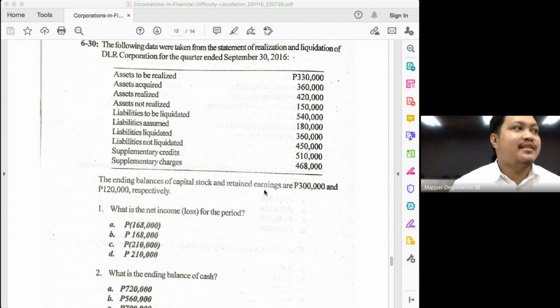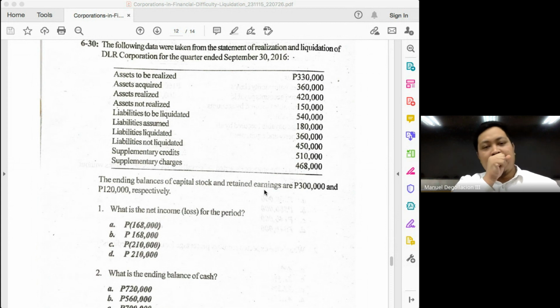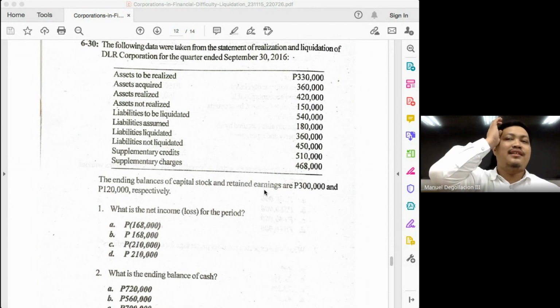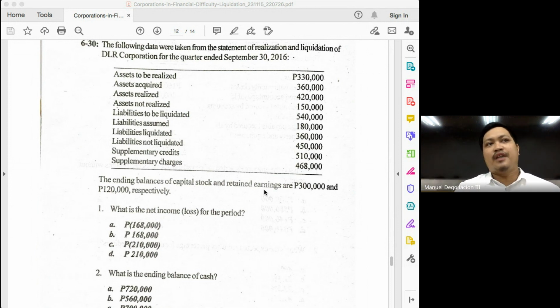Assets to be realized class, you can perceive this as sort of your beginning assets class. Where do you place your beginning asset class in your T account? Debit side. And then assets acquired generally represents increases to your assets. And where do you place increases to your assets class in the T account? Debit. So you put it in the debit side.